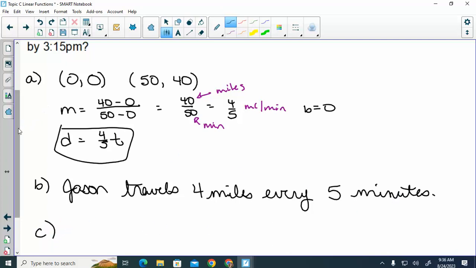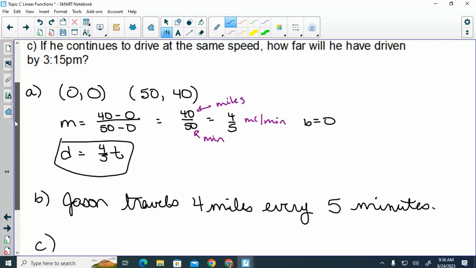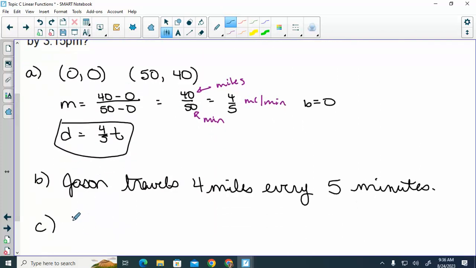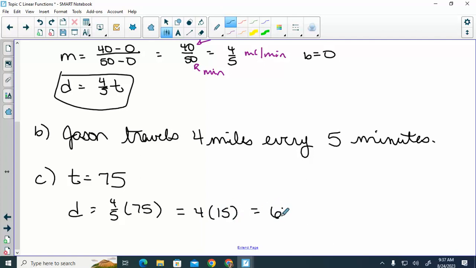And C. If he continues to drive at the same speed, how far will he have driven by 3:15 p.m.? What is my time at 3:15? 75. It's been 75 minutes since we started. So we're going to plug that in. So let's see. 5 goes into 75 15 times. 4 times 15 is 60, and we were measuring it in miles. So he has traveled 60 miles.